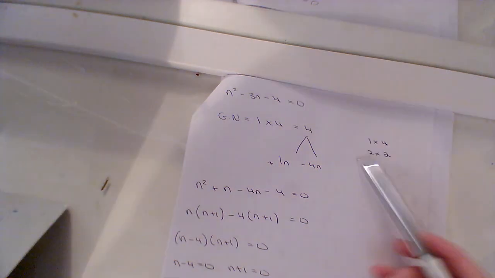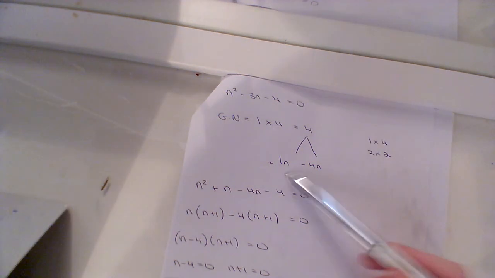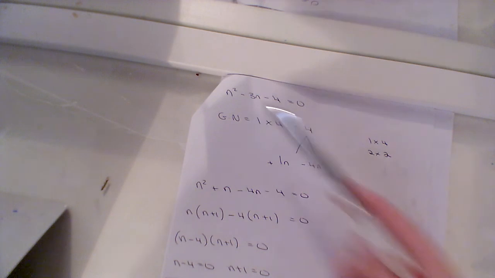Then I have n minus 4, n plus 1 is equal to 0. So I have n minus 4 is equal to 0, and I have n plus 1 is equal to 0. And I get n is equal to 4 and n is equal to minus 1. Okay, I can't accept n to be minus 1 because I couldn't have a negative number of bars.